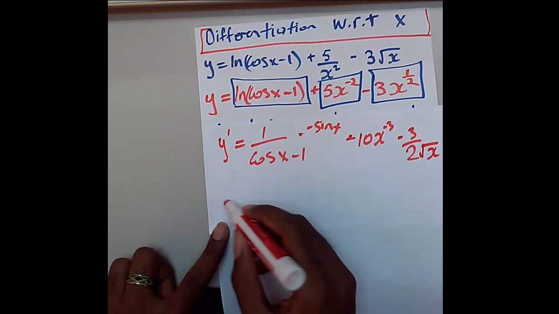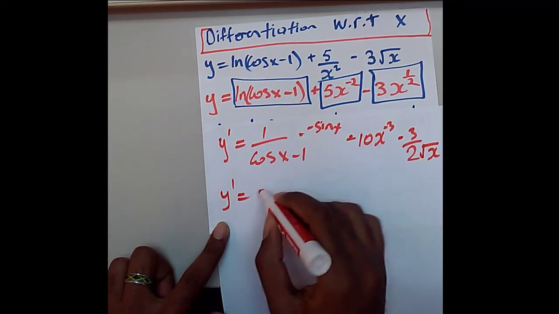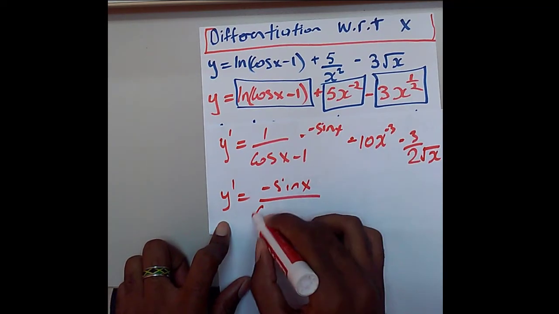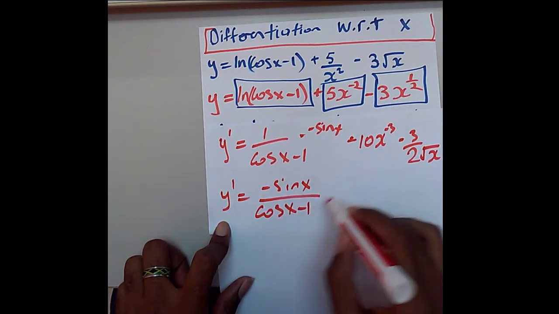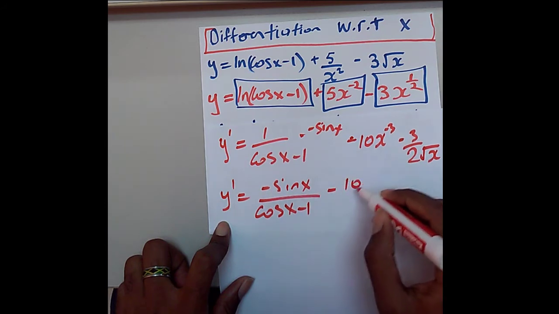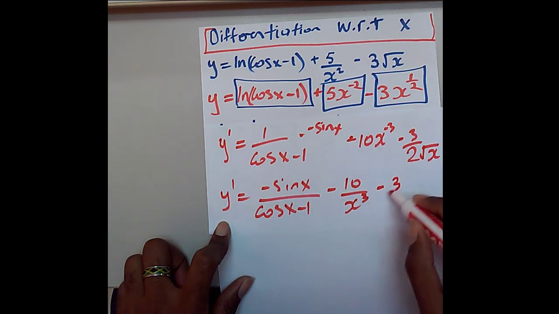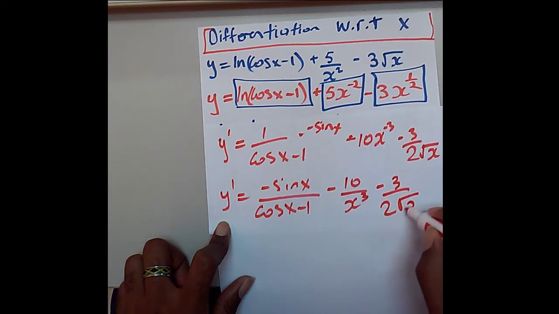And there we have it. Our y prime is equal to minus sine x over cos x minus 1, minus 10 over x cubed, minus 3 over 2 root x.